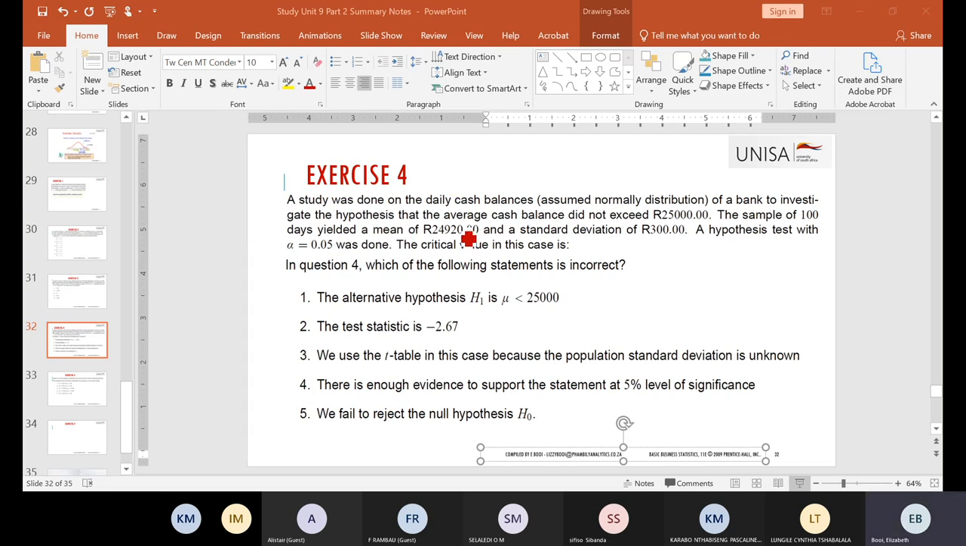So then the alternative, if it's less than, means our area of rejection will be on this side, which the critical value you found was 1.6, what did you find? 660. That will be our region of rejection. Now, taking the test statistic, you need to make a decision. Your test statistic will fall in the rejection area. So therefore we're going to reject the null hypothesis. And the last statement says we fail to reject the null hypothesis. That is this scenario.